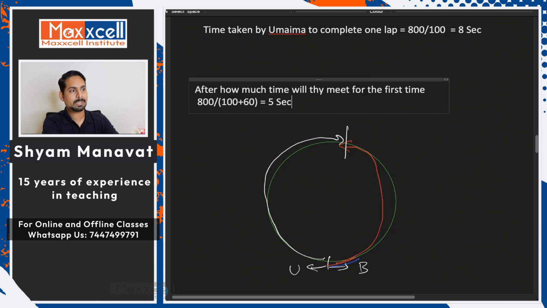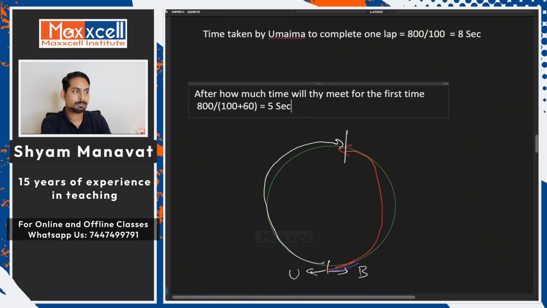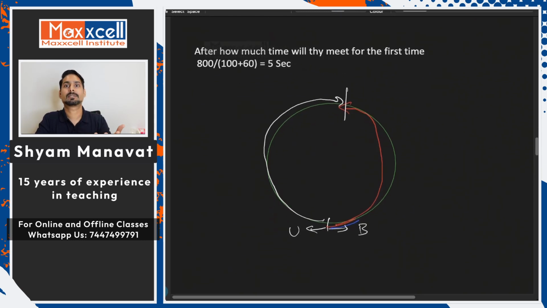So they are going to meet after 5 seconds, right? 100 meters per second for Umaima and 60 meters per second for Ben. So they are going to meet after 5 seconds. Now if they keep running, this case will keep repeating, right? So they are going to meet after every 5 seconds. Now they got only 8 seconds in total. So in 8 seconds, how many times will they be able to meet?